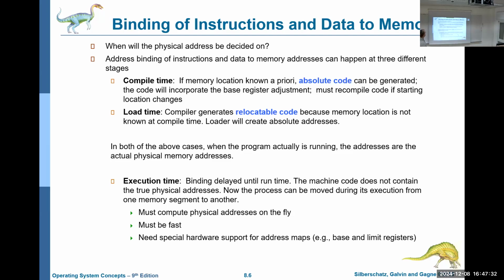When will the physical address be decided on? We just said in the previous slide that the loader could do it. Address binding of instructions and data to memory can happen at three different stages. Compile time, which would be called absolute code. The compiler would just say, this is where you're going to be. I guess that's what you did in MIPS. You gave absolute numbers and that's what it was. It only works really if you have only one program.